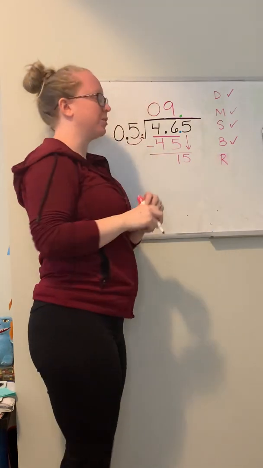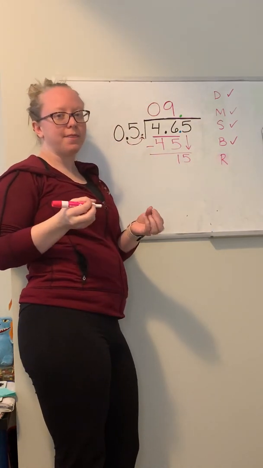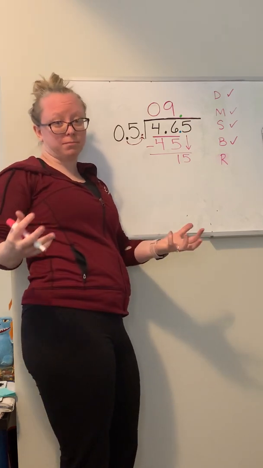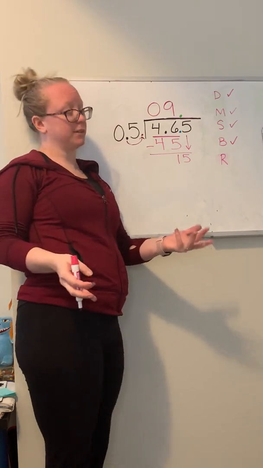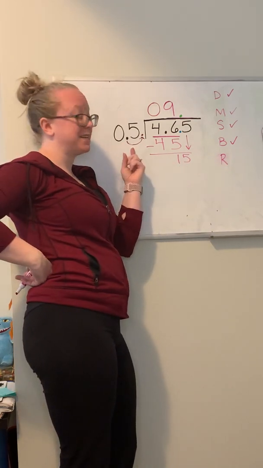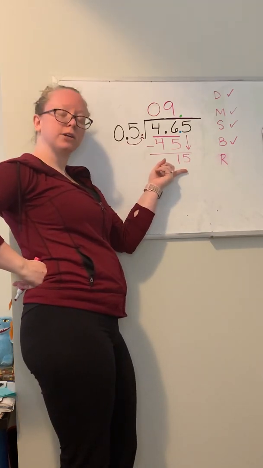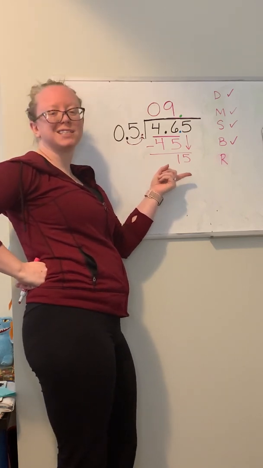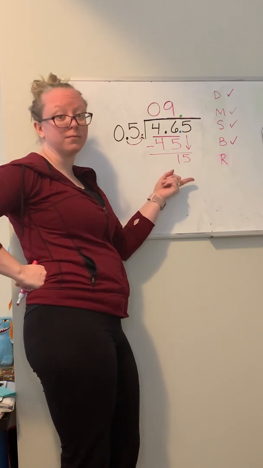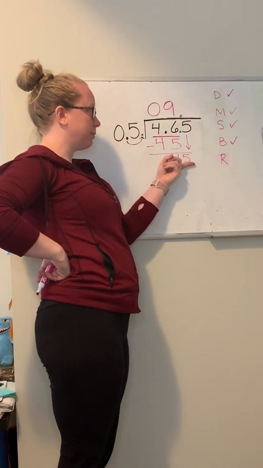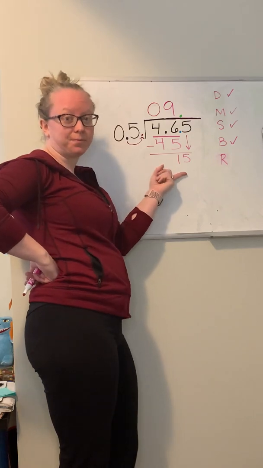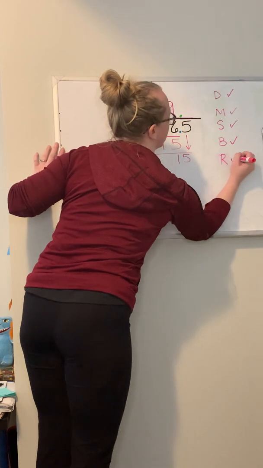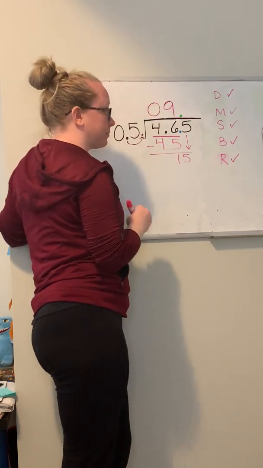My next step is my R, which is repeat or remainder. And this is the part where I have to ask myself the question, do I repeat or am I done and I just have a remainder? And the question I always ask myself is, is this number bigger than my divisor? Because if this number is bigger than my divisor, then I repeat. If it's smaller than my divisor, then it's probably a remainder and I'm done dividing. But I know that this number is bigger than my divisor, which means 5 can go into 15. And I know 5 can go into 15 3 times.